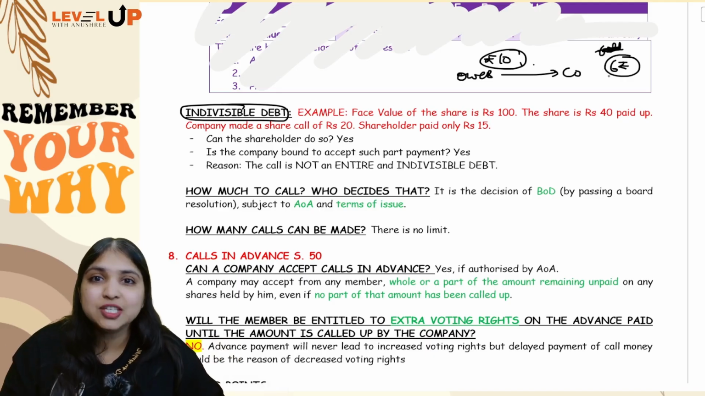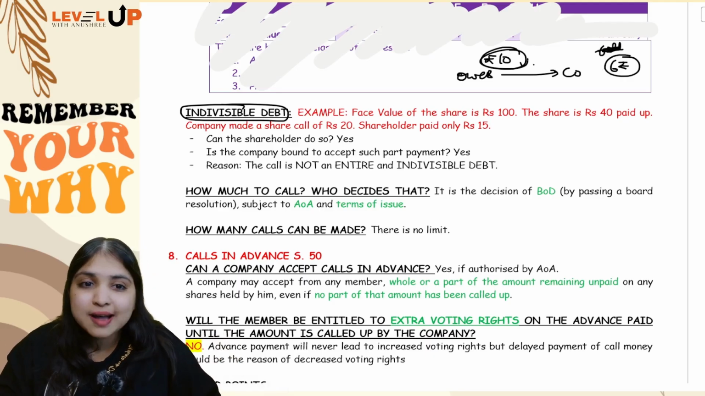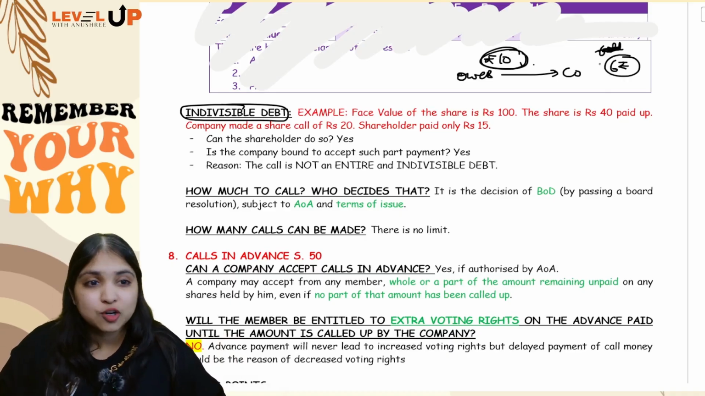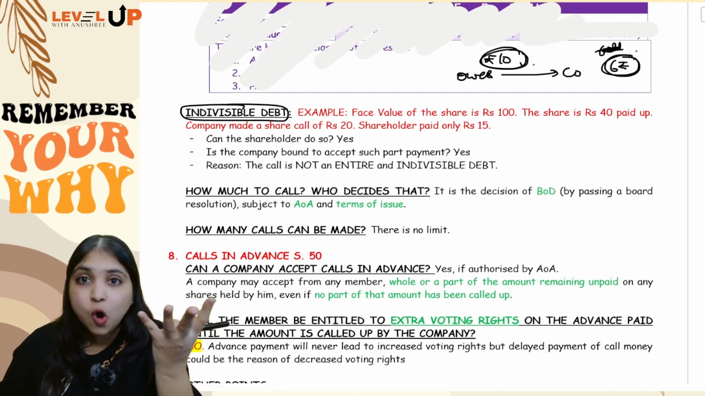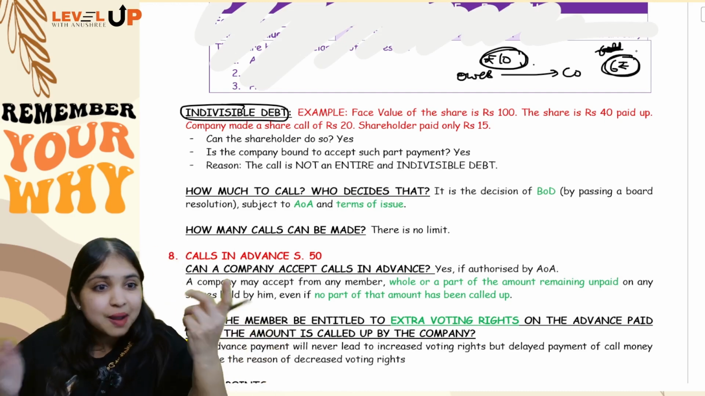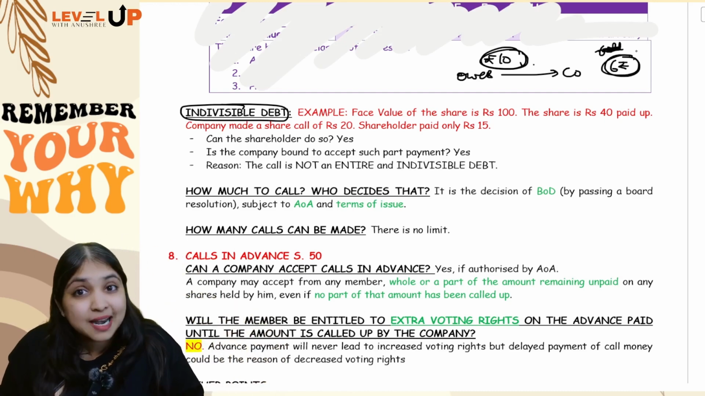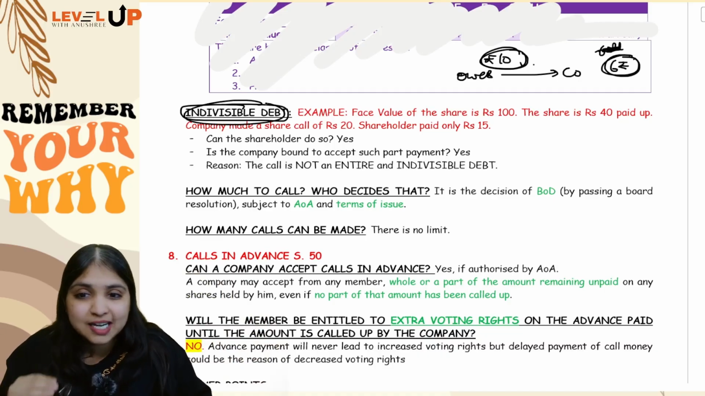Company, listen, whatever the shareholder is giving you, accept. You asked him for 10 rupees. He owes you 10 rupees. If he is giving you 6 rupees, you accept 6 rupees. Okay, fine, call the balance 4 as calls in arrear. But accept whatever he is paying, accept that at least, because calls are an indivisible debt.